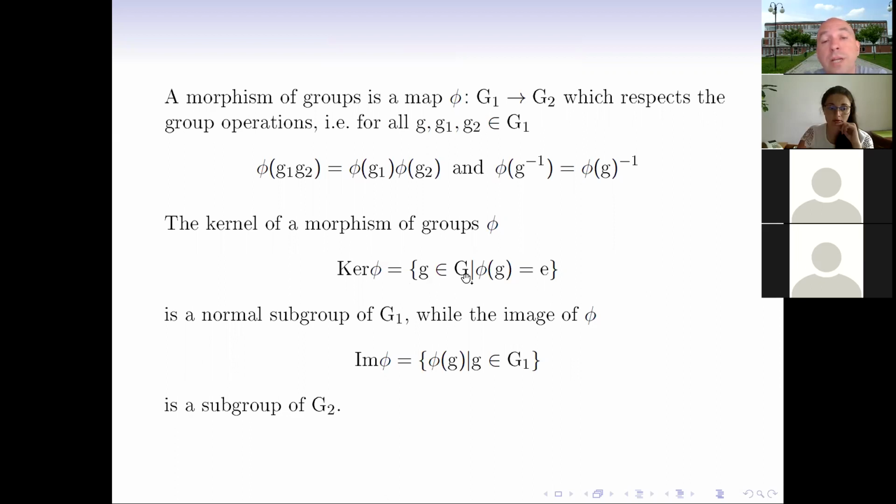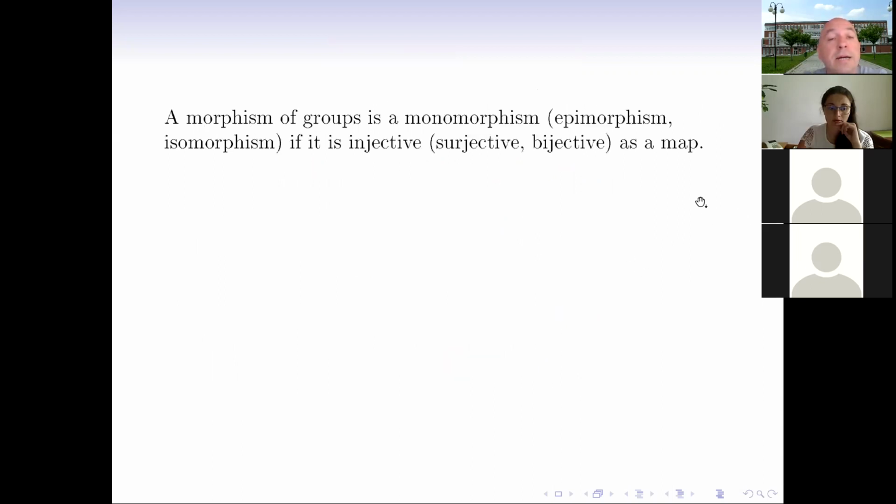So you see, if you take two elements, it's just easy to see if you never did this exercise. A morphism of groups is called a monomorphism, epimorphism, or an isomorphism if it is injective, surjective, or bijective as a map, respectively. Let's take a group morphism phi from G1 to G2.